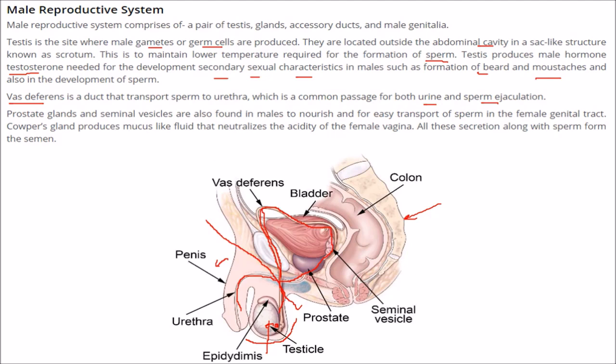The prostate gland, if you see here, this is the prostate, and the seminal vesicle, which you see here, these are also found in males in order to nourish and for easy transport of the sperm in the female genital tract. The Cowper's gland produces a mucus-like fluid, because the female vagina is acidic. So it produces mucus-like fluid that neutralizes the acidity of the female vagina. All these secretions along with sperm form semen.